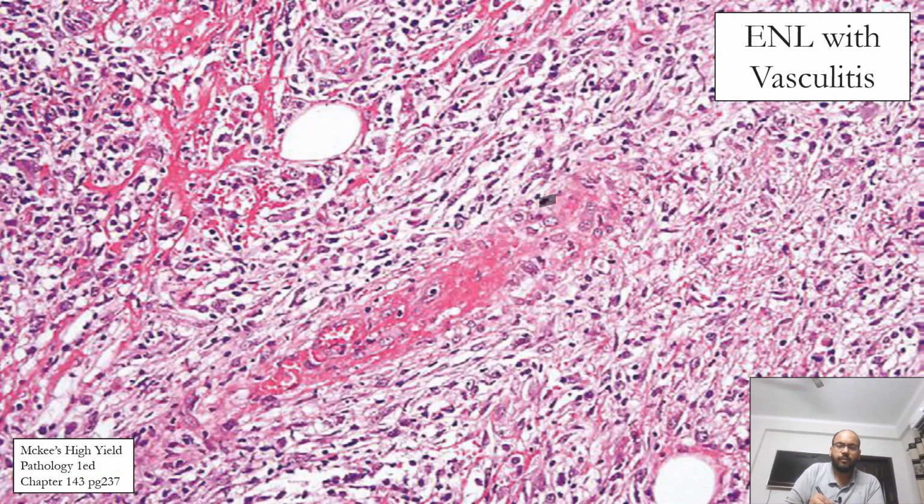Again, an involvement of the entire, let me just mark it again. This whole vessel is occluded. This whole vessel is occluded. This vessel is occluded. These are all because of vasculitis which is happening. And in the background, you can see foamy histiocytes, lymphocytes. Why? Because ENL most commonly happens in the lepromatous pole. We're getting the hang of it. Let's move forward.